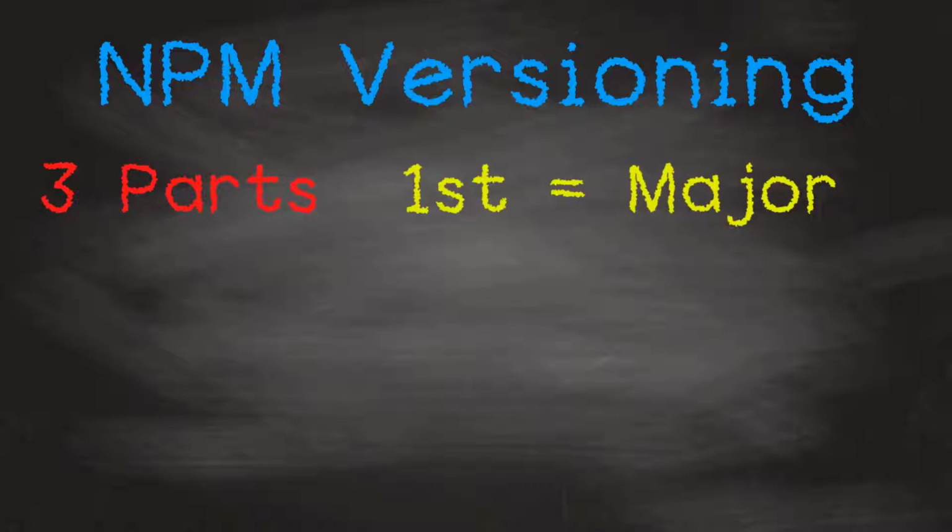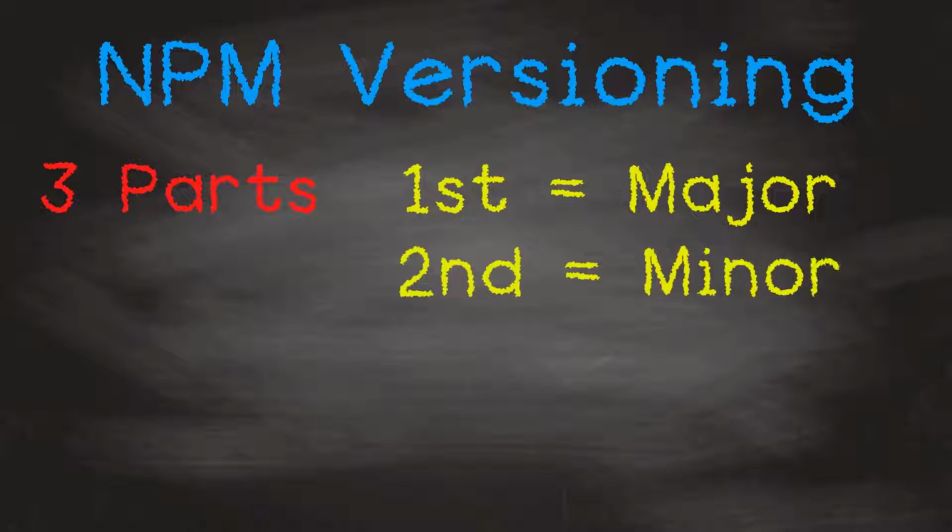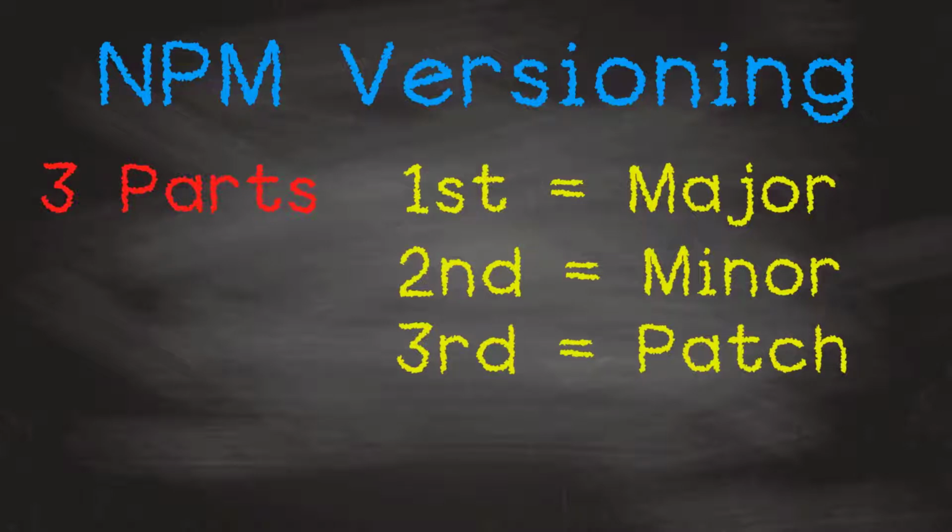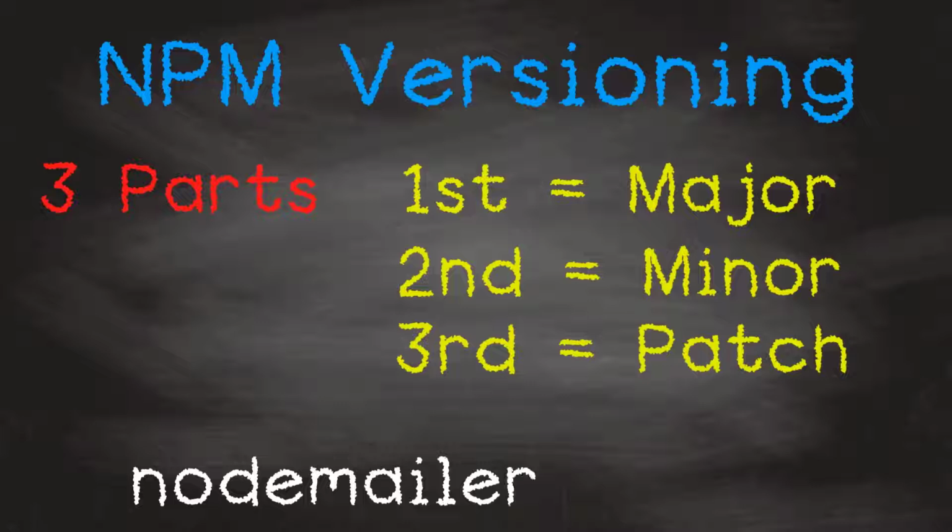Let us now move on to package versioning, also known as semantic versioning, SemVer for short. npm uses three parts for versioning. Up to the first dot is the major version, up to the second dot is the minor version, and the third dot is the patch release. For example, the version we installed of Nodemailer was at major version 6, minor version 6, and the patch level at 2.